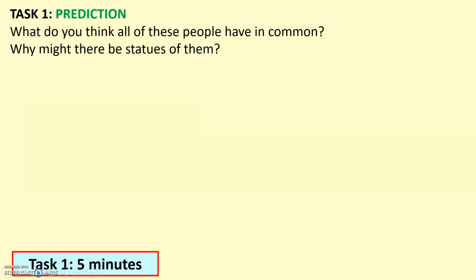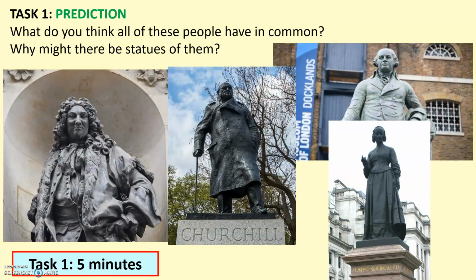Firstly, it's a bit of a prediction task using the Viper's Cave skills. Prediction: what do you think all of these people have got in common, and why might there be statues of them? So let me show you them. There they are. You don't necessarily know who they are. You probably will recognise a couple of names on the plinths. But what do you think all of these people have in common? My question is really asking you, why might there be statues of them? What do you think they have done? And you could find a way of talking about that generally.